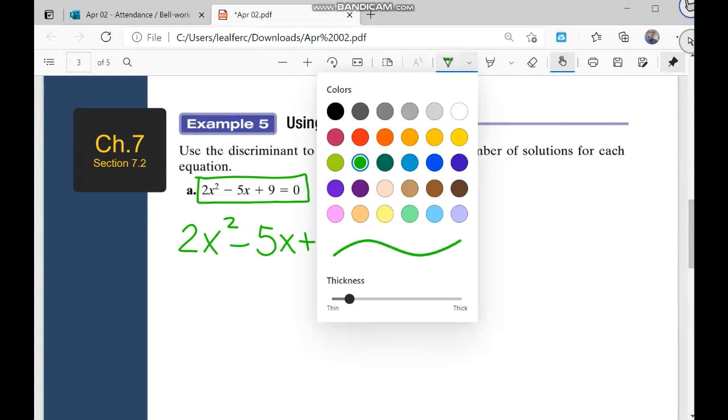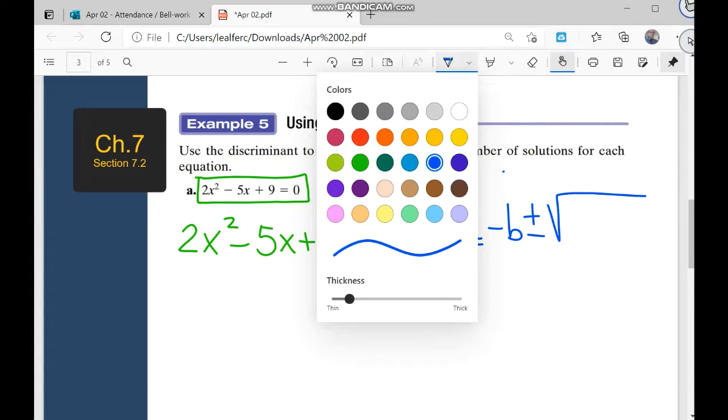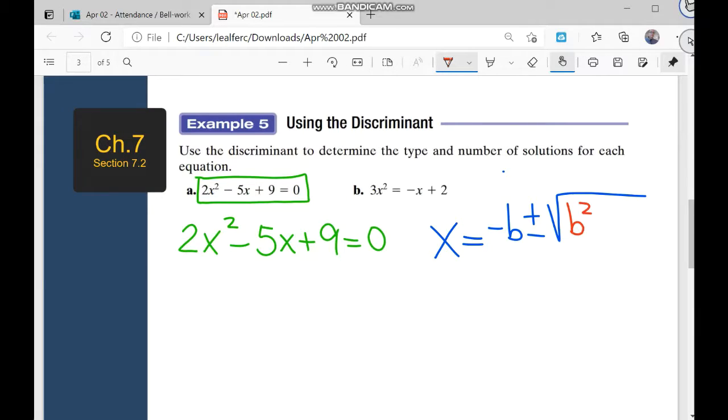If we want to find the solution using the quadratic formula, we're going to apply the formula x equals negative b plus or minus the square root, and inside the square root you're going to have b squared minus 4ac, over 2a. The discriminant is this little bit, this part in red of the quadratic formula. This is called the discriminant.